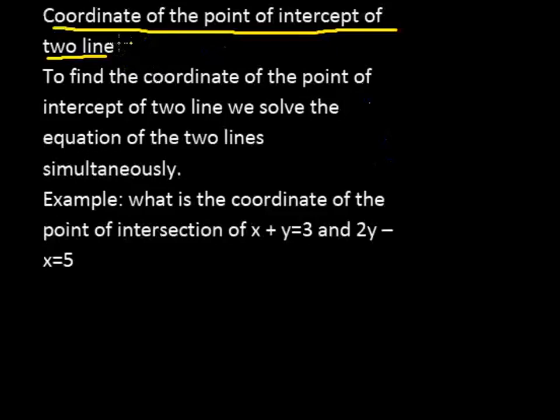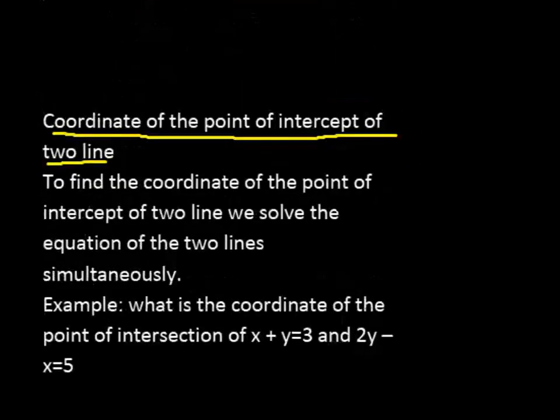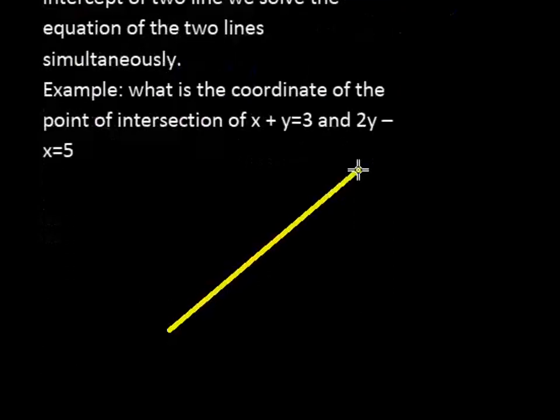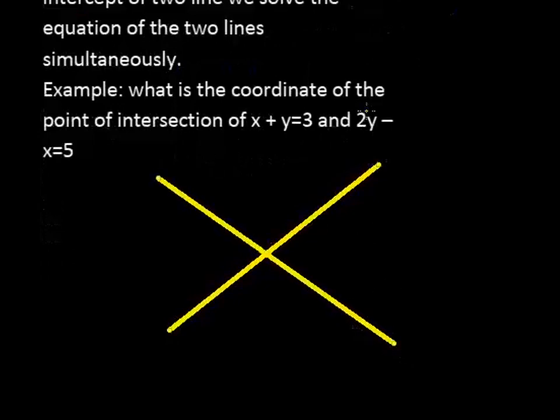All right, we're going to continue from where we stopped. In this tutorial we're going to be looking at the coordinate of the point of intercept of two lines in the Cartesian coordinates. After this, we're going to be looking at questions. We're going to solve a whole lot of questions. So just to wrap up coordinate geometry: to find the coordinate of the point of intercept of two lines, we solve the equation of the two lines simultaneously. Let's say you've got two lines, one goes this way, and that line goes this way. They intercept at this point P.